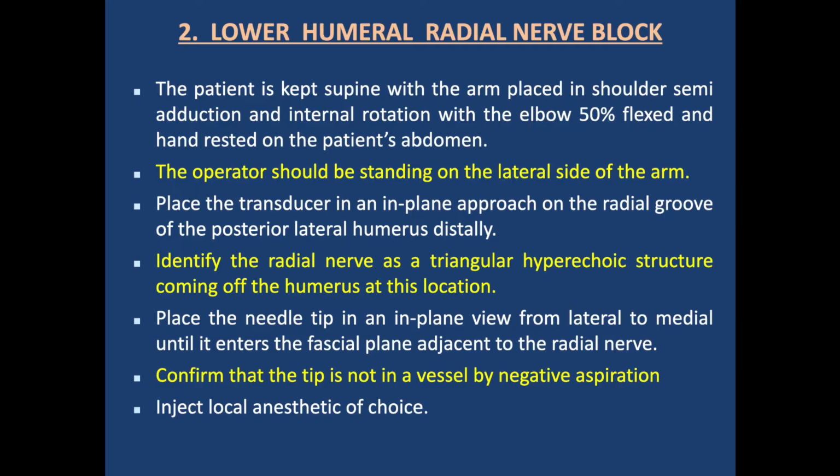We place the transducer in an in-plane approach on the radial groove of the posterior lateral humerus distally. We identify the radial nerve as a triangular hyperechoic structure coming off the humerus at this location. Place the needle tip in an in-plane view from lateral to medial until it enters the fascial plane adjacent to the radial nerve, between the brachioradialis and brachialis. Confirm that the tip is not in a vessel by negative pressure and inject local anesthetic solution of your choice.